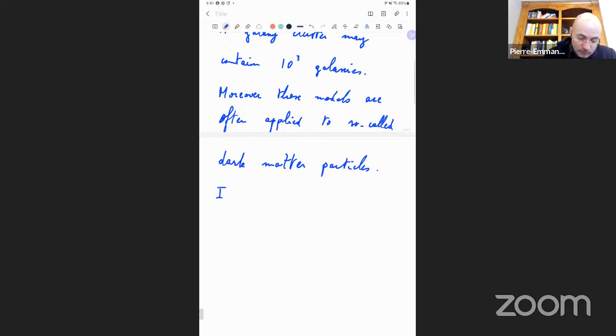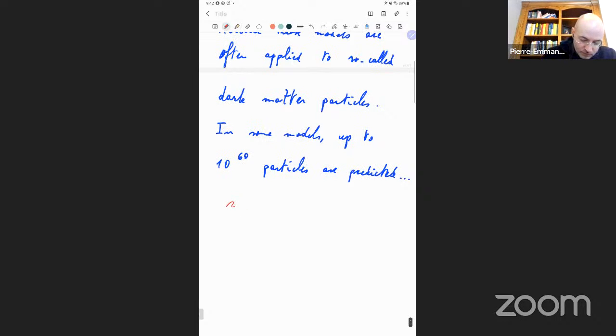And how many of them are out there? Well, if you go to really crazy numbers, in some models you can have up to 10 to the 60 dark matter particles that are predicted to exist in the universe.